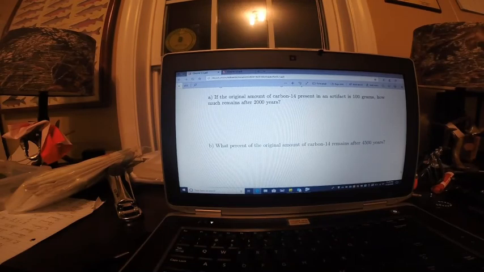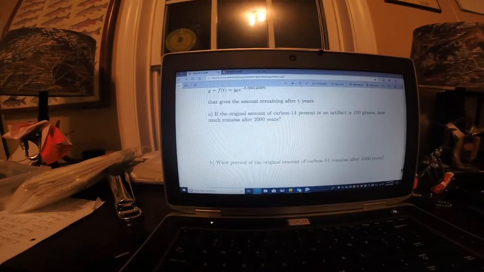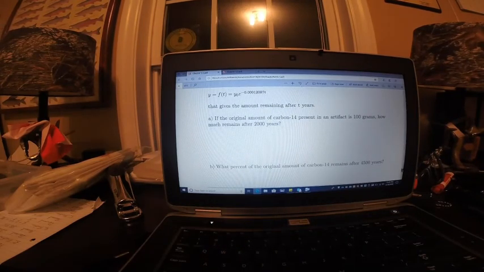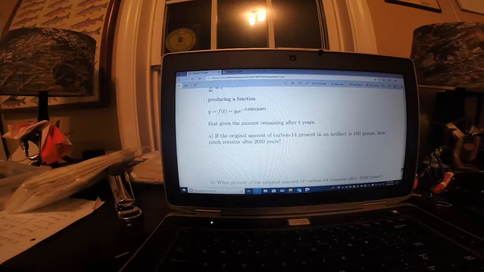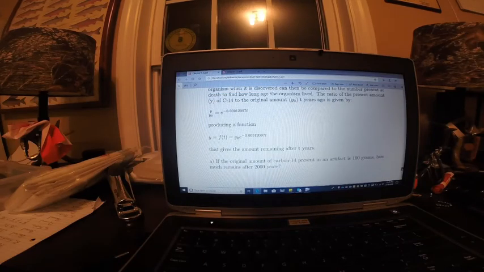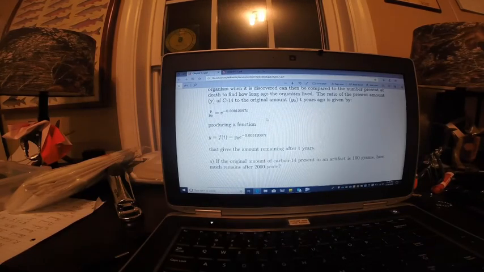Alright, B is a little trickier. B says, what percent of the original amount of carbon-14 remains after 4,500 years? So we're talking about a percent here. This is actually where this function is going to come in handy. So we've got this y over y naught, which will give us a percent, equals this e raised to the negative 0.0001297t. Okay, it even says the ratio.